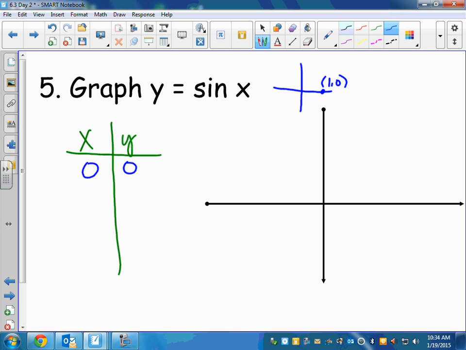I like to call these key points, okay? So we could pick a lot of things here. We could pick π/3, we could pick π/4, we could pick π/6. I like to pick the high and the low points. And if you think about the high and the low points of my unit circle, they're the ones up here. So I like to pick those. So let's pick π/2. Let's pick π. Let's pick 3π/2. And then let's go back to 0 around would be 2π.